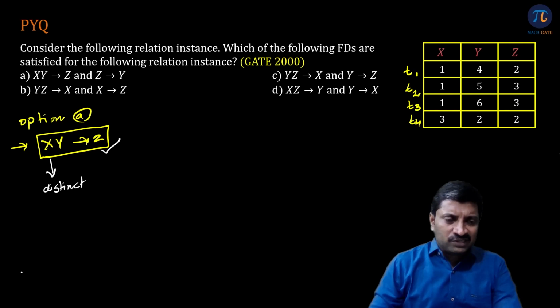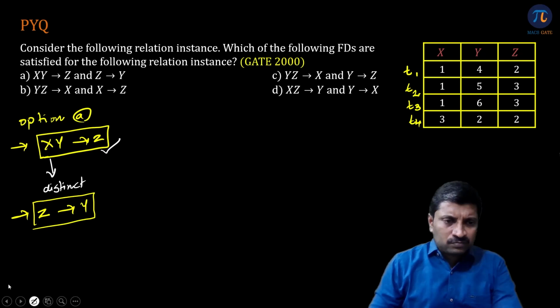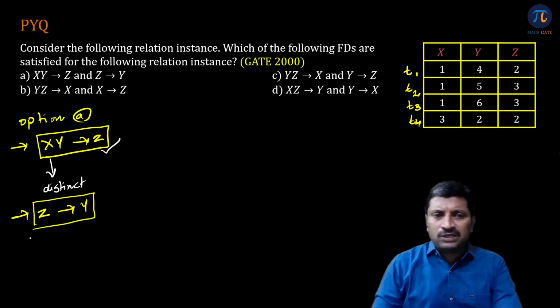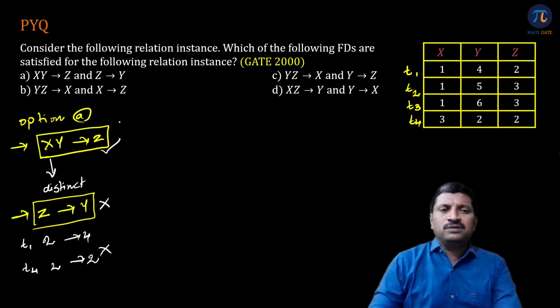What about second one, sir? Z goes to Y. What about Z goes to Y, sir? So for Z, T1, T4, these two are having same values. What about Y values? This is 4, this is 2. These two are not same. So this failed. So option A is not correct.